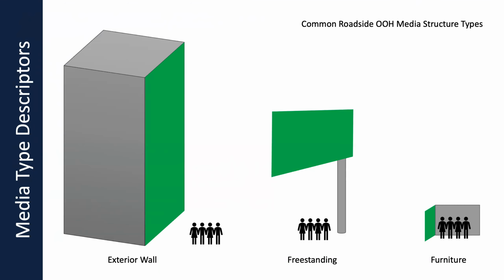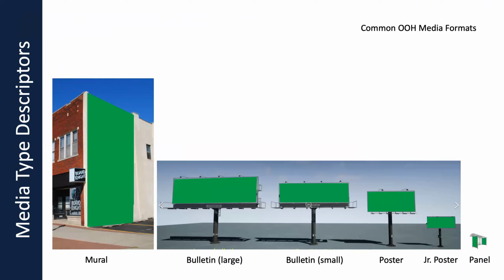Oh, sorry. So, the broad categories. Looking at structure types, they're categorized into exterior wall, so something that's on a building, freestanding, and then furniture. Those are the three broader categories. And then the formats within that: you can see murals, bulletins, and it's broken out here as large and small, but when you're in the tool itself, you would still just be picking bulletins, and then there's a way to optimize or get more specific and look at bulletin size, so you can enter what size you're looking for. So you will just see bulletins, posters, junior posters, and panels.